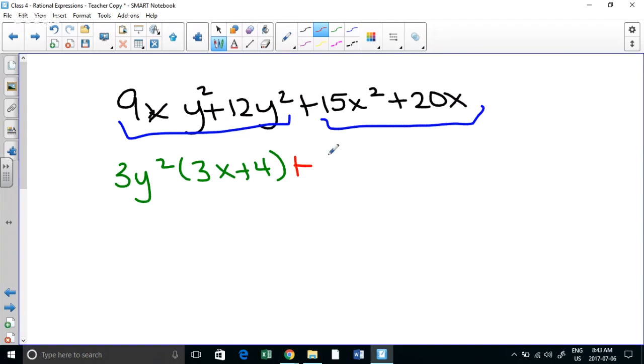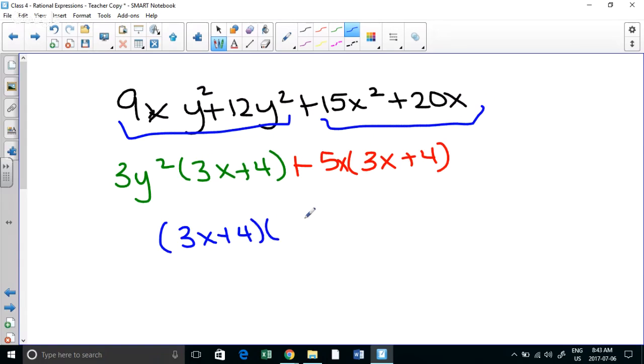On this side, what can I factor out? 5. And I'm left with 5x, and I'm left with 3x plus 4. When I rearrange this, 3x plus 4 gets pulled out, and I'm left with 3y squared plus 5x, and this is factored. That gives me the third option.